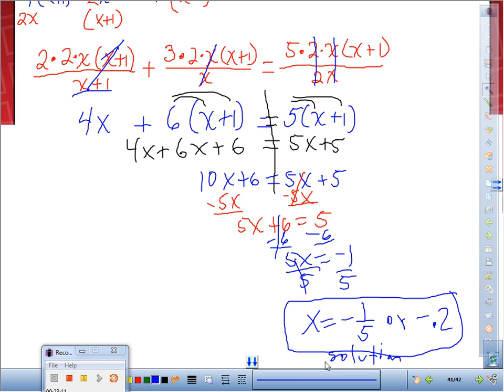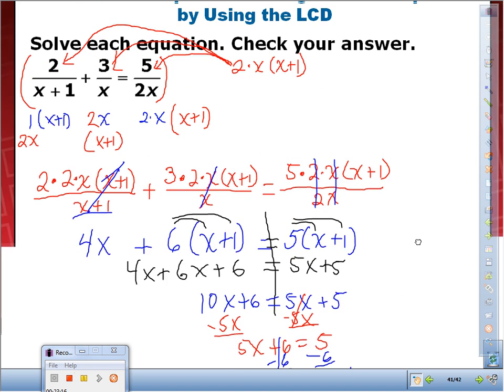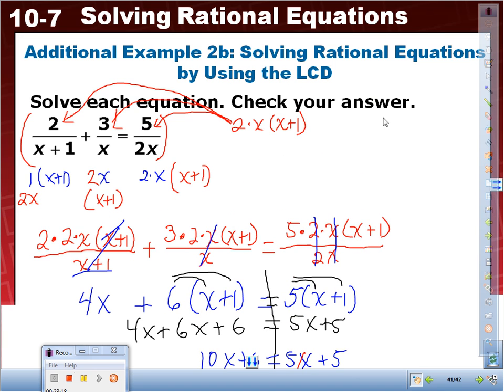Okay, recap. Here goes from the top. This was a challenging one because it had 3 different rational expressions within the equation, and each one of these denominators was different. What did we do? We multiplied all the denominators to find our common denominator, 2x times that, and then you saw that this one only needed a 2 and the x plus 1. So our common denominator was 2x times x plus 1.